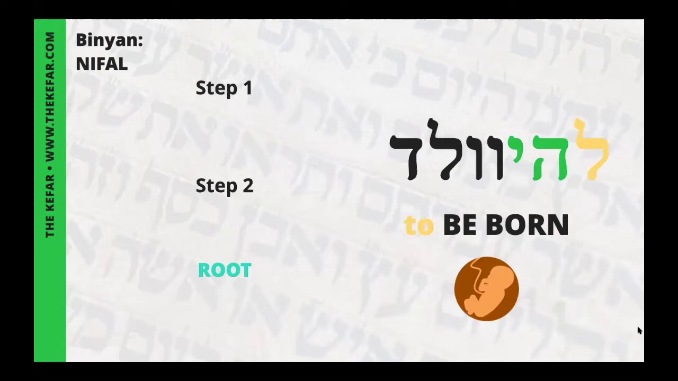All right, so today's pattern we are calling third vav, and it refers to nifal verbs where the start of the third syllable starts with vav. So that's the part that comes after the lehi. That third syllable starts with vav, so we're calling it third vav.